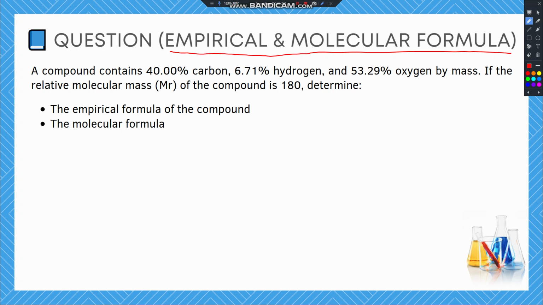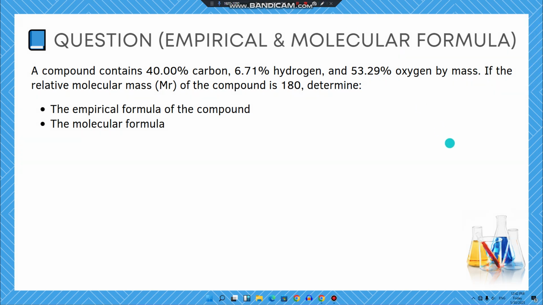All right, so we have a question on the screen right now that starts off by saying a compound contains 40% carbon, 6.71% hydrogen, and 53.29% oxygen by mass. If the relative molecular mass of the compound is 180, determine first of all the empirical formula of the compound and then the molecular formula of the compound.